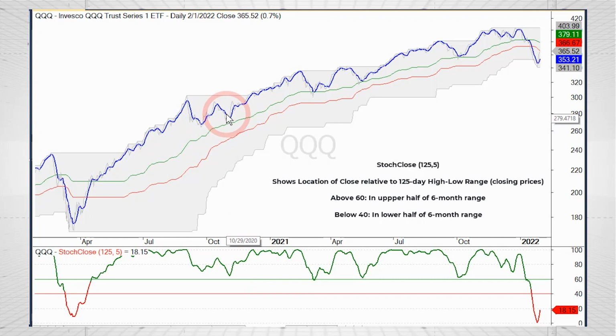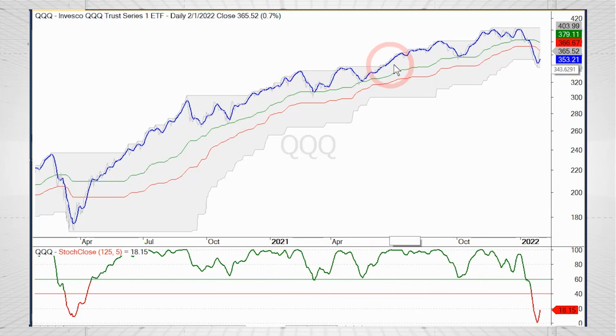But you can see QQQ is clearly in the upper half because it's above that green line. And you can see on the StochClose indicator, it's not going below 60. So that's a sign of strength. You're staying in the upper half of that 6-month range until now. We broke below the red line there. That's equivalent of 40 on StochClose. And there you can see StochClose going below 40. But this just gives you a picture of what that range looks like.